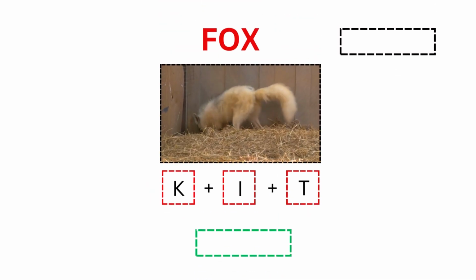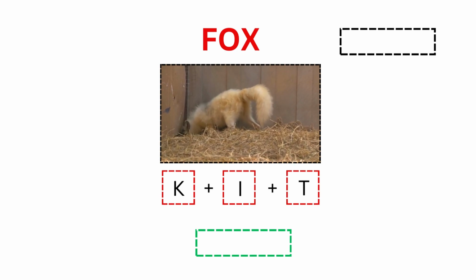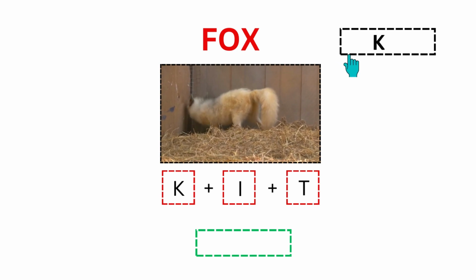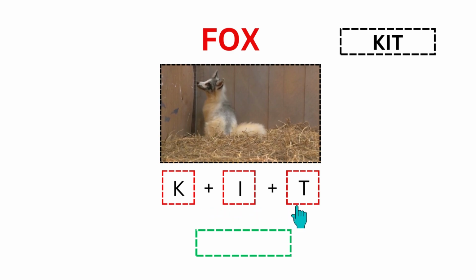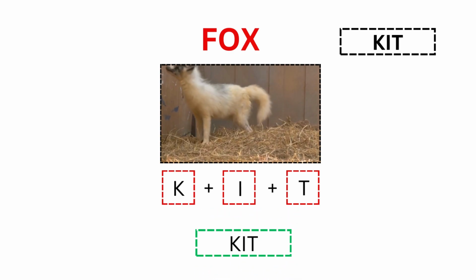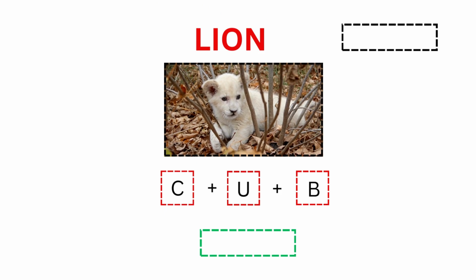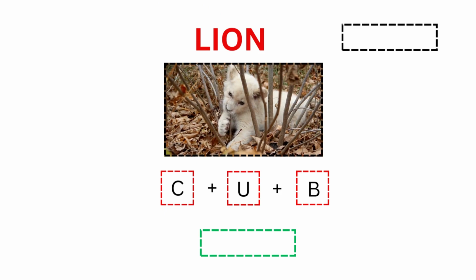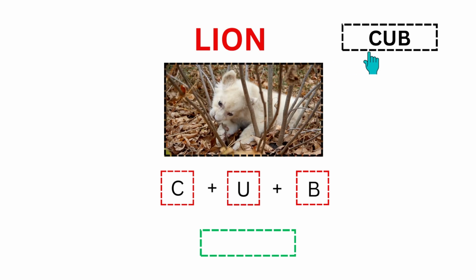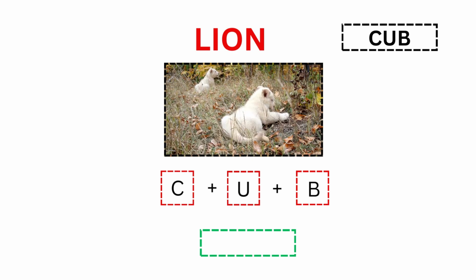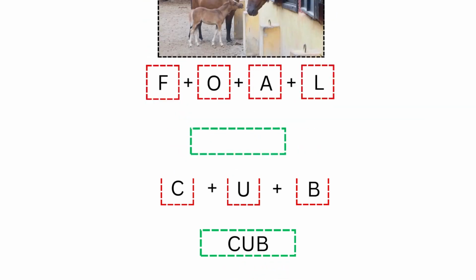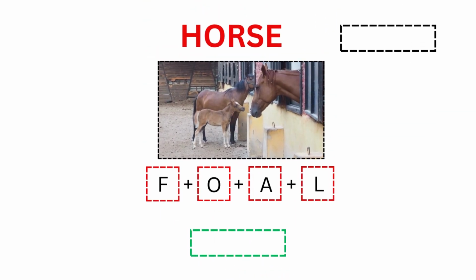Number 14 is fox. A baby fox is called a kit. Fox के बच्चे को kit कहा जाता है. K-I-T kit. Number 15 is lion. A baby lion is called a cub. लायन के बच्चे को कब कहा जाता है? CUB, कब. Number 16 is horse.